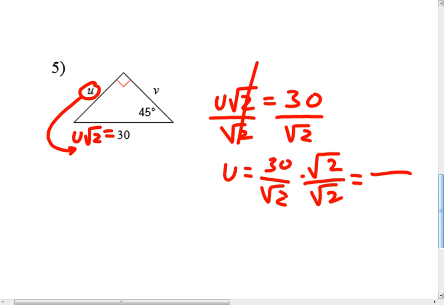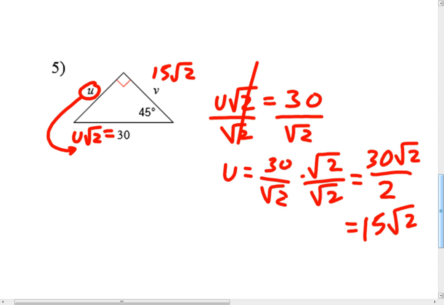What do you get on the bottom? 2. Some people are putting 4. You get a 2 on the bottom. You get 30 radical 2. Some people made it this far. What's 30 divided by 2? 15 radical 2. Some people made it this far, and then by the time they got back over here, they lost the radical 2 somehow. The answer is 15 radical 2 and 15 radical 2. So both U and V were equal to 15 radical 2.